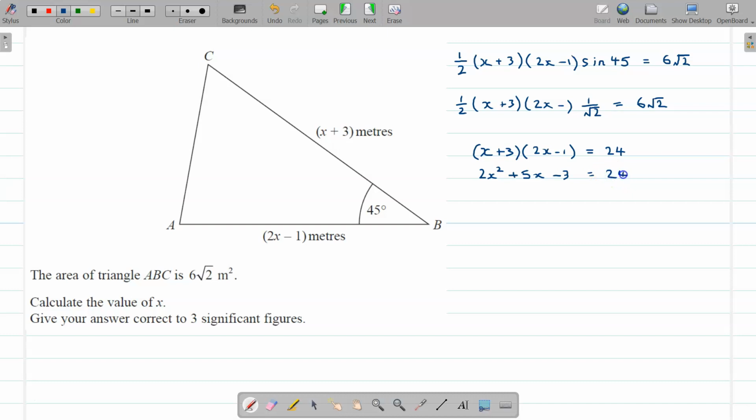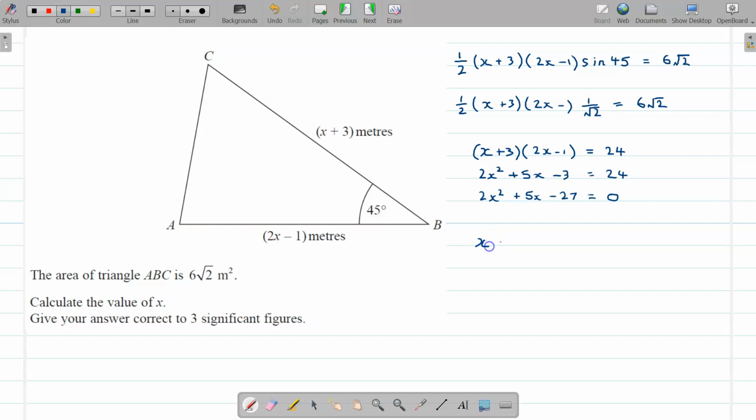So to solve that, I need to subtract 24 from both sides to give me 2x squared plus 5x minus 27 equals 0. And now I need to solve it. There's a clue in the question, give your answer to 3 significant figures. So it's suggesting it won't factorize, and I need to use the quadratic formula, which I will do.